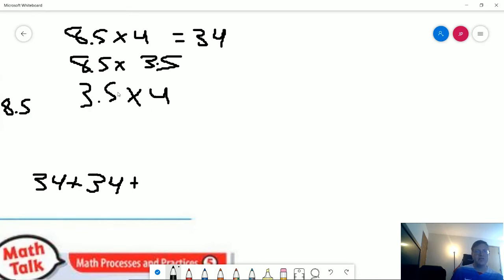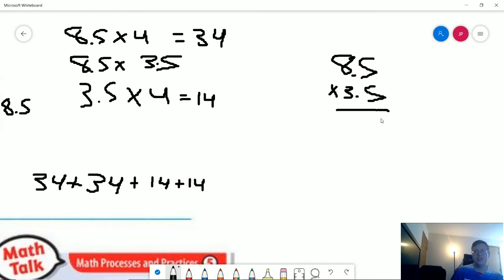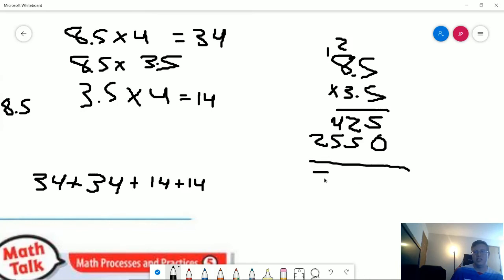plus, I'll do this part next. So again, we're going to have a 2 here, and 4 times 3 is going to give us 12. So that should give us 14. And so we are going to have 2 of those. And then our last one, we are going to have 8.5 times 3.5. And that's giving me 29.75, which we are going to have 2 of those as well.